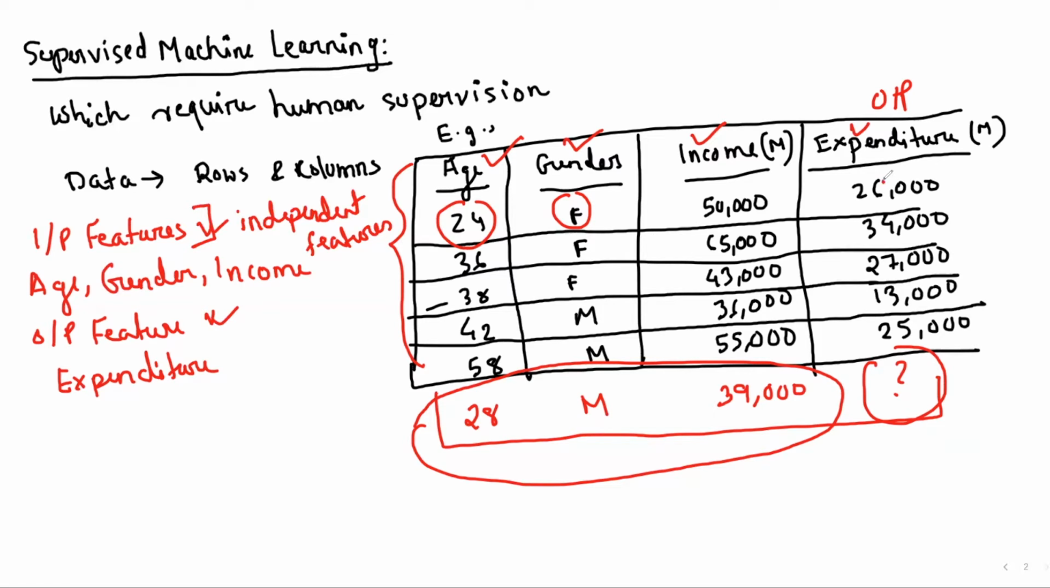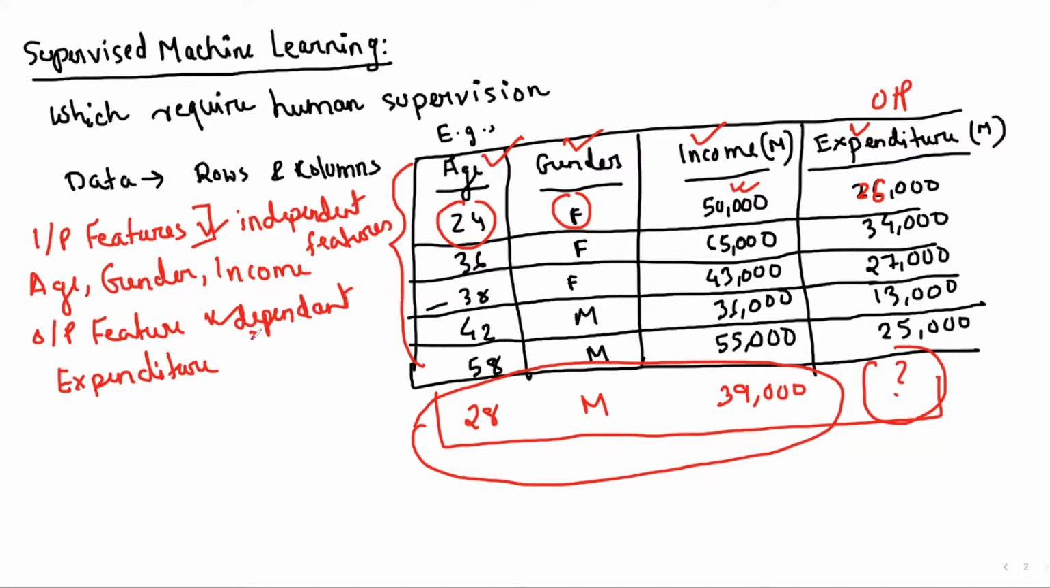Whereas the expenditure is a dependent feature because expenditure will depend directly on the income, right? And also it will depend on the age because if you are, let's say, 10 years old and not earning, your expenditure will be less. If you're earning and you're in the 30s, your expenditure will be more. Then you get married, your expenditure will increase. So expenditure will definitely be dependent on these features. So the output feature is also called a dependent feature.